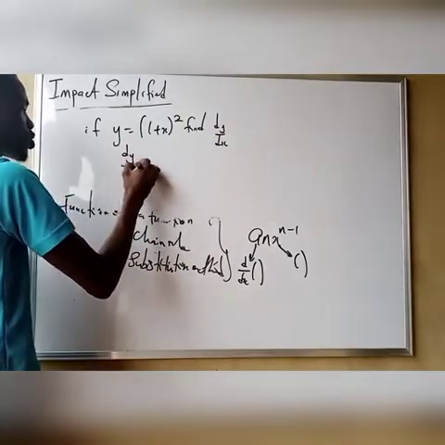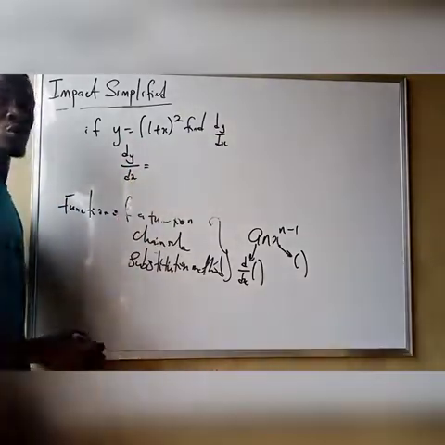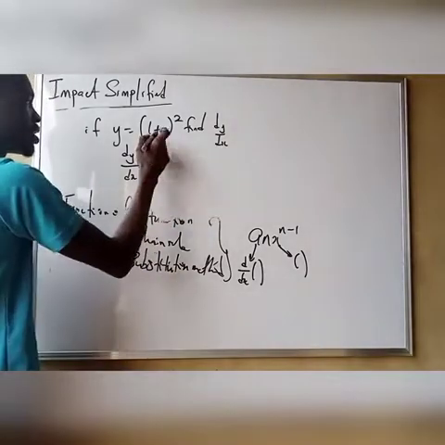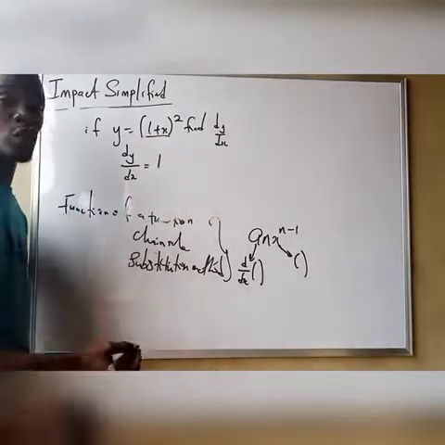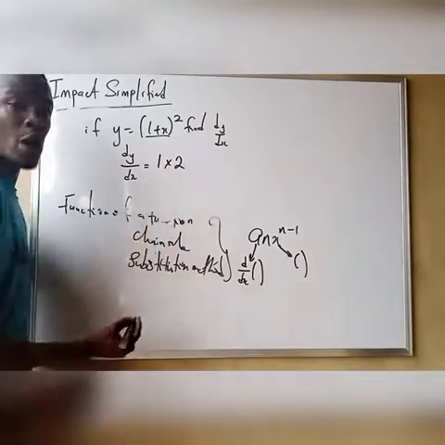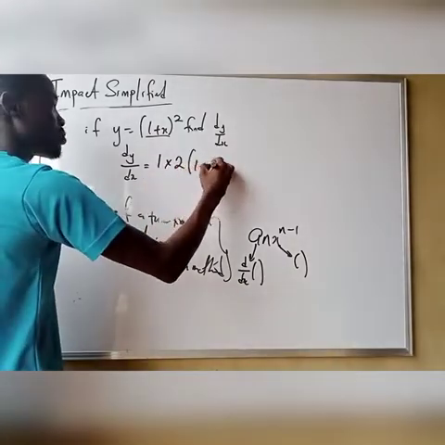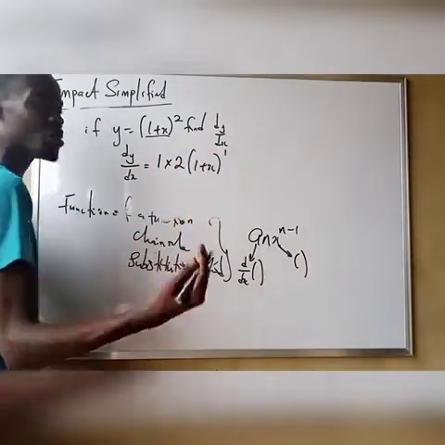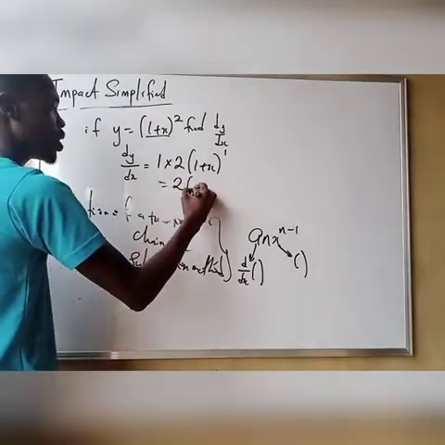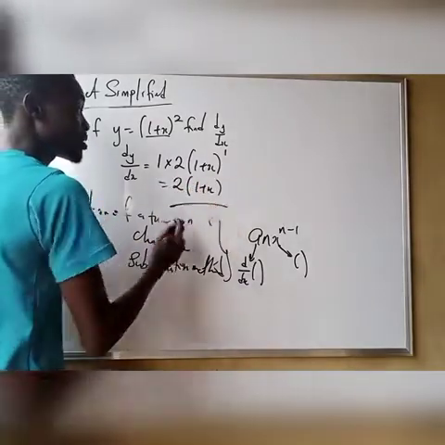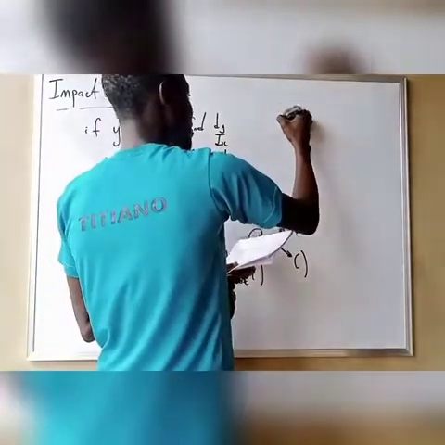How can you solve it? Just move on straight to your final answer. It's simple. Don't waste your time. Your a, differentiate this bracket, we have it as 1, times n, which is your power, times x, which is the bracket itself. N minus 1 will give us 1. So if you solve this, what do we have? 2 into what? Into 1 plus x. That is all.